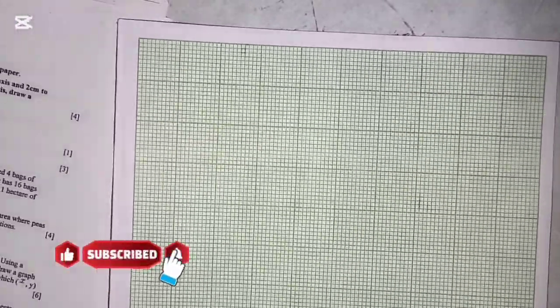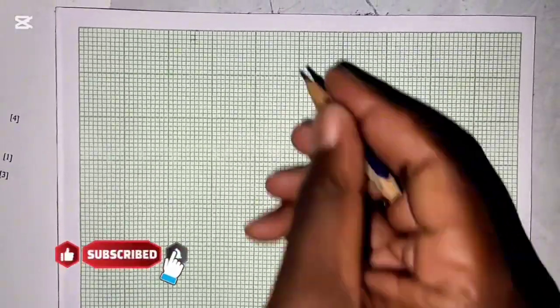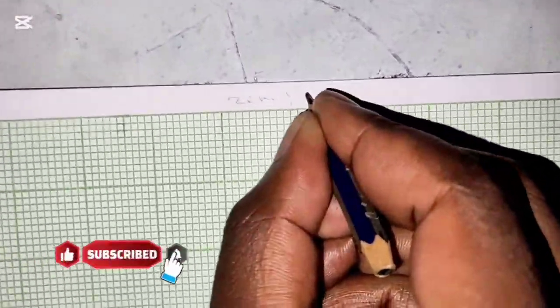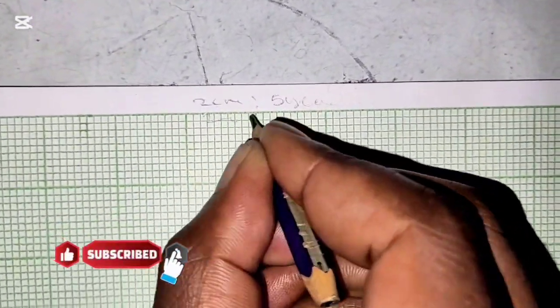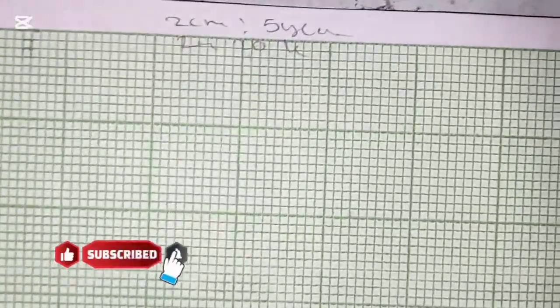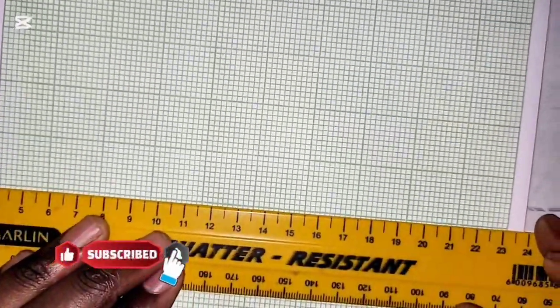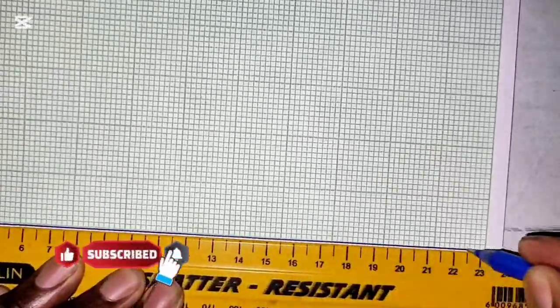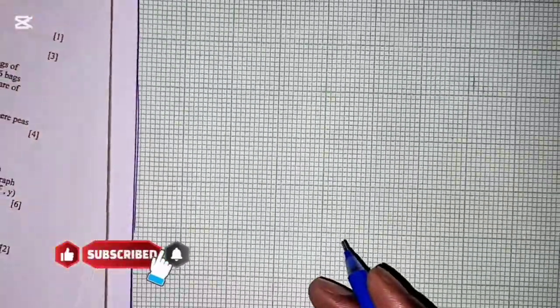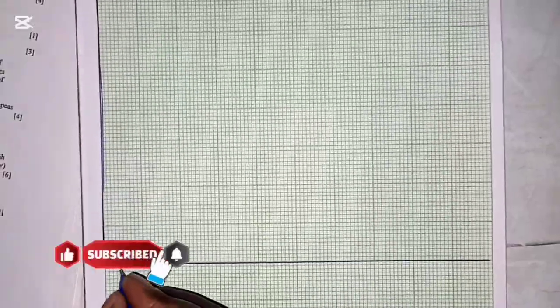Okay, so 2 centimeters is what? 2 centimeters to 5 years, right? And 2 centimeters to 20 learners. Okay, so going to use a pen, okay, so that it will be visible to us all. Okay, so I'm going to draw my Cartesian plane here. Right, now visible, right? Okay, so that's 0 here.